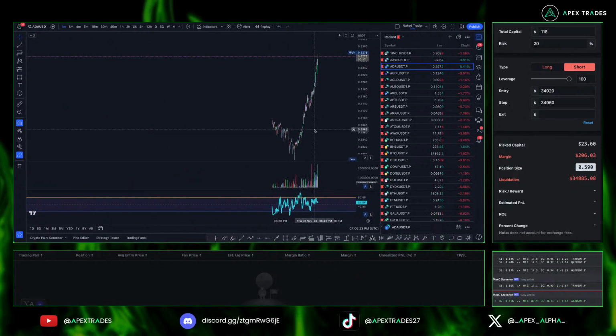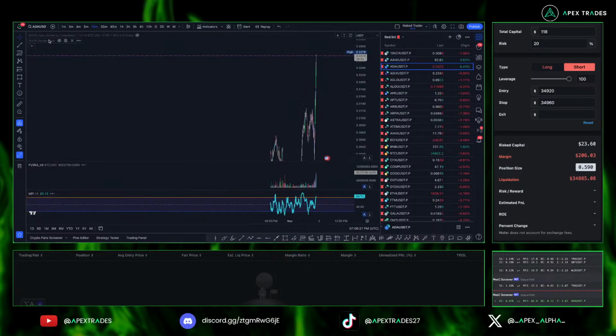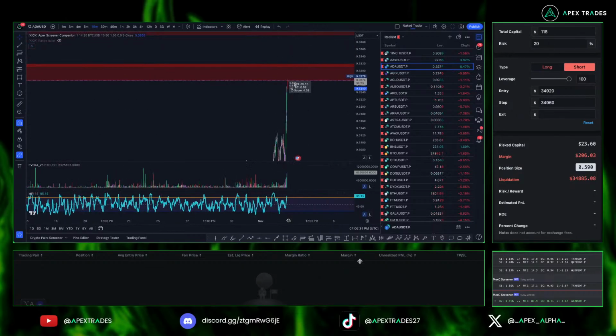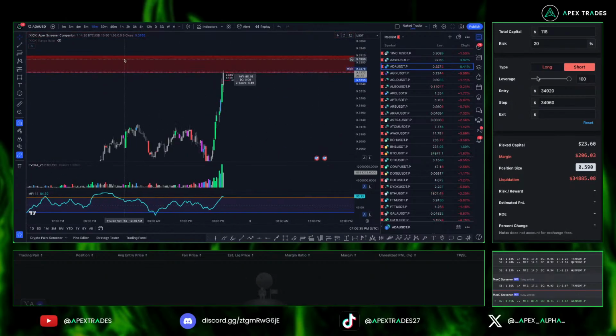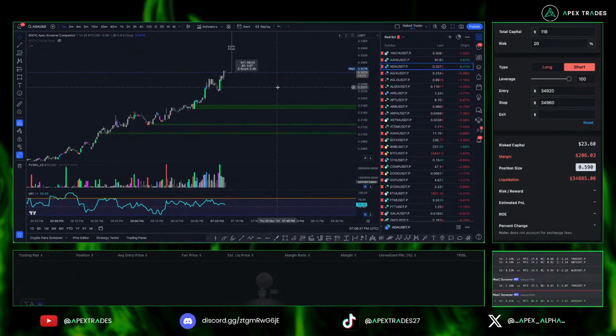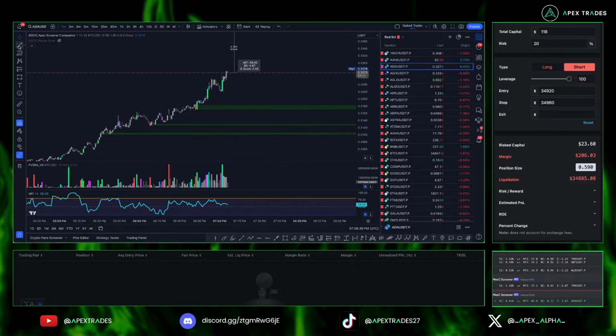Okay, what's ADA got in the region? Oh, it's coming up to a resistance zone. So this could be an interesting play right now. Let's go into the 1 minute. So this whole zone's useful.